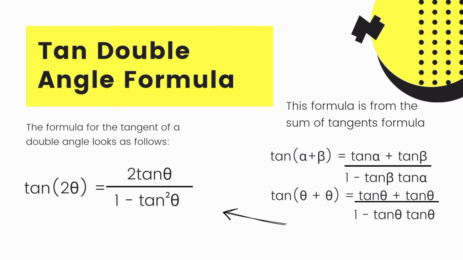And this formula is from the sum of tangent formula, which is tangent alpha plus beta is equal to tangent alpha plus tangent beta divided by 1 minus tangent beta tangent alpha. With this formula, we're going to find the double angle of theta. So it will be tangent theta plus theta is equal to tangent theta plus tangent theta over 1 minus tangent theta tangent theta. Thus, our double angle formula would be tangent 2 theta is equal to 2 tangent theta over 1 minus tangent squared theta.